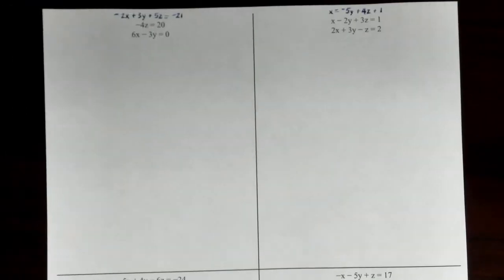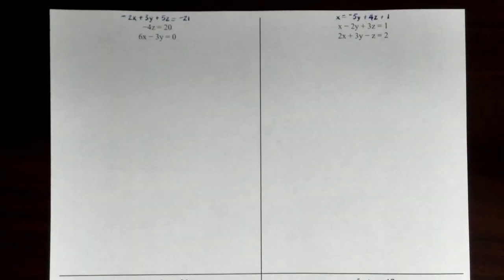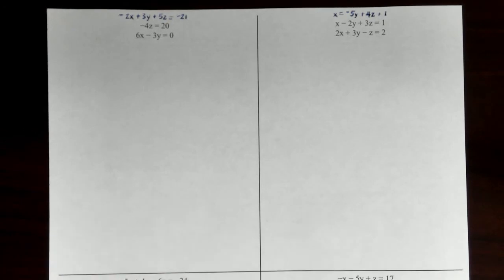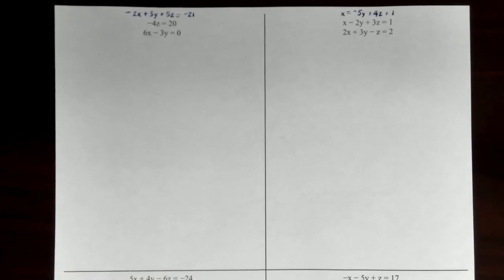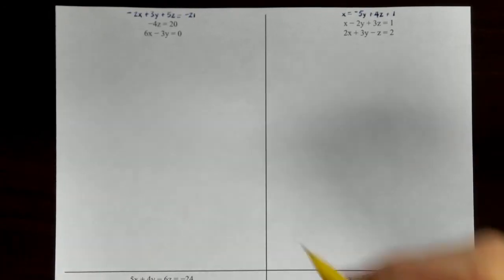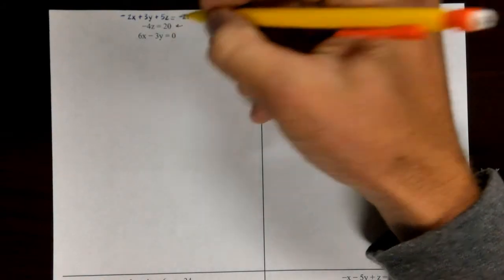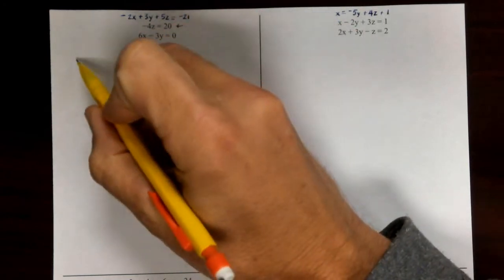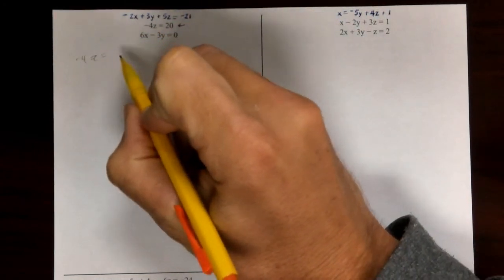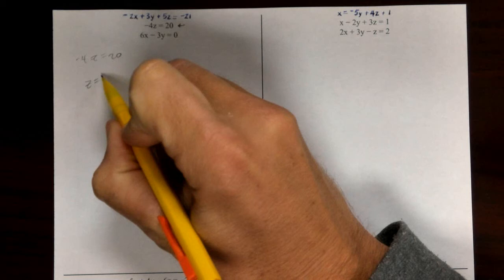All right, so let's flip our paper over. Let's look at example number 1 on the back. Again, we want to isolate for a variable. So if it's me, I'm going to choose this middle equation. That looks easiest to work with. So let's find z. What does z equal? We're going to divide by a -4 on both sides. So z equals -5.